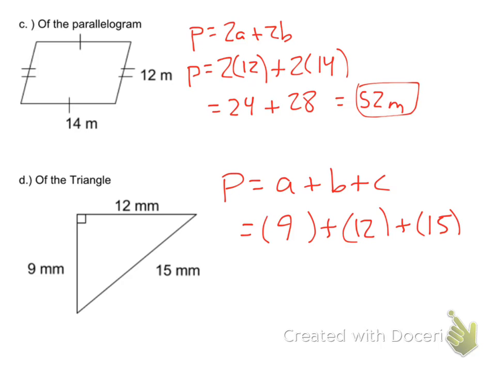Because later on, at some point in your math career, you guys are going to know something called Pythagoras Theorem. You guys may know that. A squared plus b squared equals c squared. And in that case, that would include c being the hypotenuse along your side. So what is 9 plus 12 plus 15? I hear 36, and we're going with millimeters, so it's millimeters.